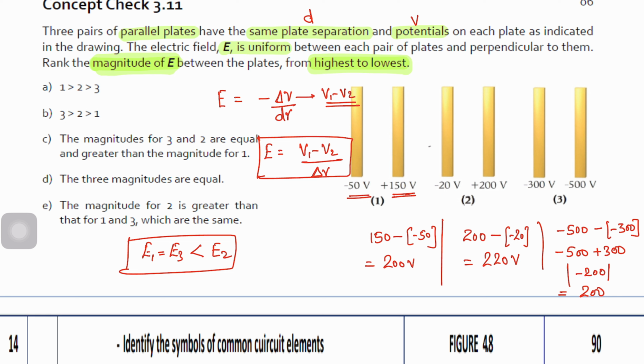Yes or no? Okay, so 1 is greater? No. 3 is greater? No. The magnitudes for 3 and 2 are equal? No. The three magnitudes are equal? No. The magnitude for 2 is greater than 1 and 3, which are the same. Clear? Now you can solve your questions.